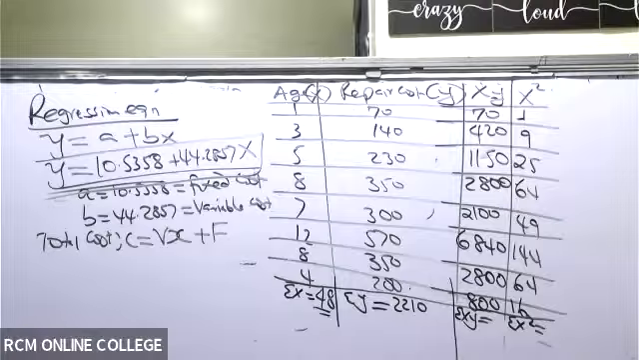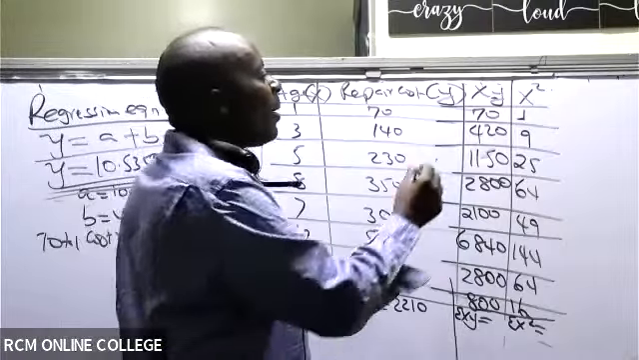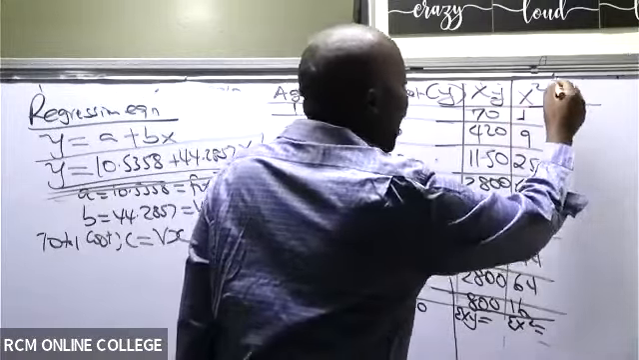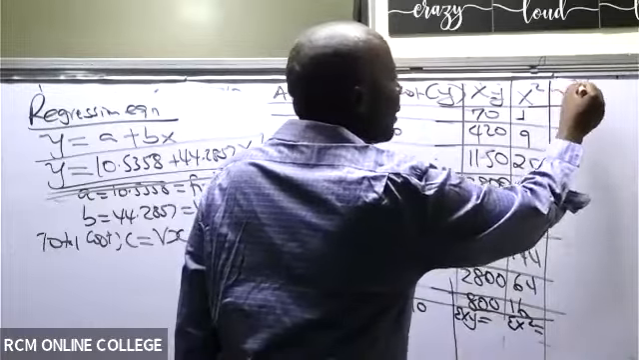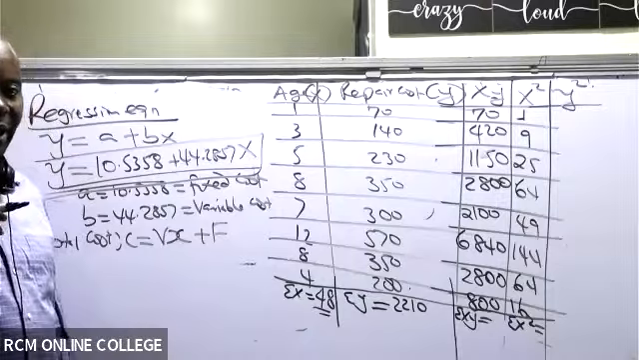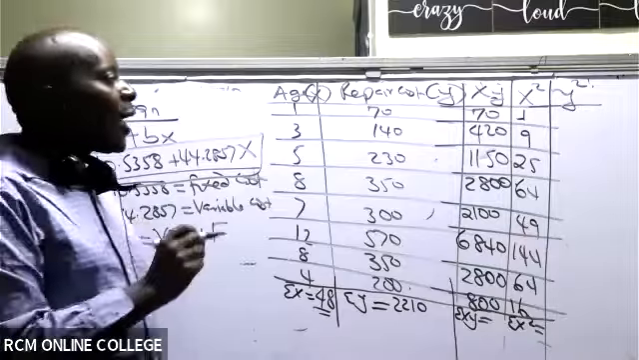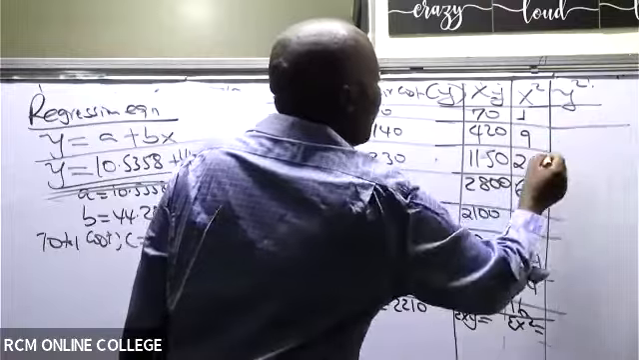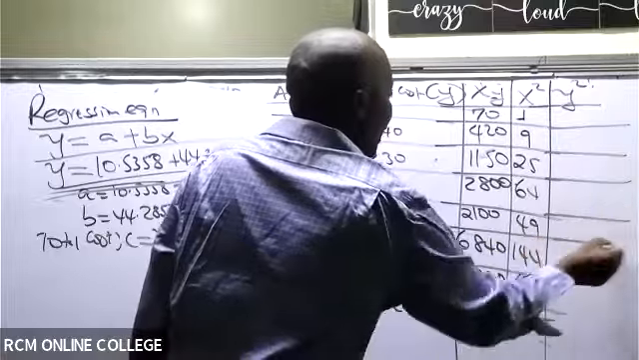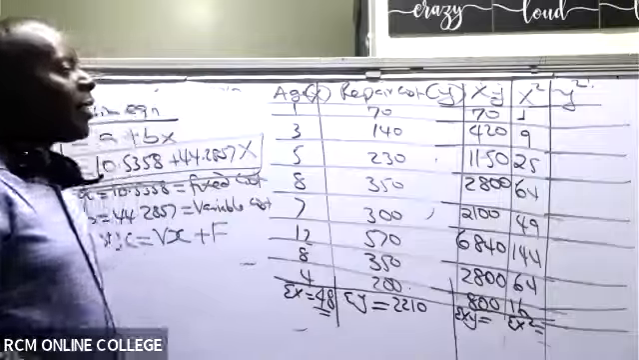And then look at Roman 4. They want us to give them the coefficient of determination. For us to get the coefficient of determination, we need to create an extra column here, which we shall call y squared. I would want somebody to help me get these squares of y. Somebody please come and give me these squares of y.